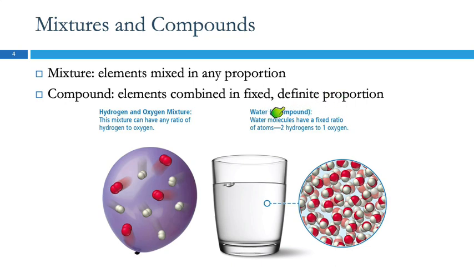That's what we were talking about in chapter 2. The elements combine in a particular, defined, definite proportion. So for water, that is 2 hydrogen atoms for every 1 oxygen atom. We looked at this in terms of masses in chapter 2. Now we're looking more at the atoms. So it's 2 hydrogen atoms to 1 oxygen atom.